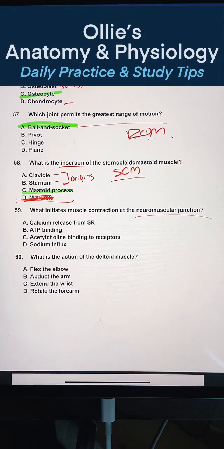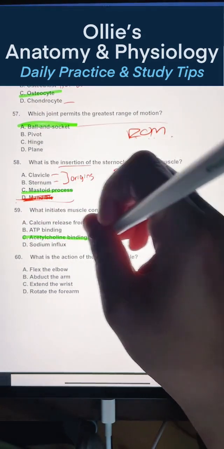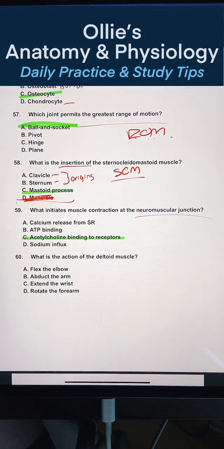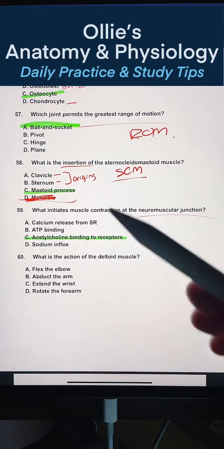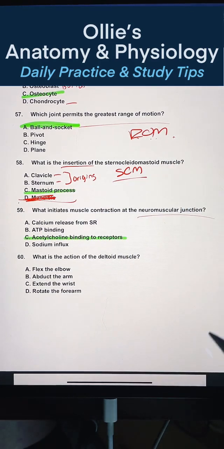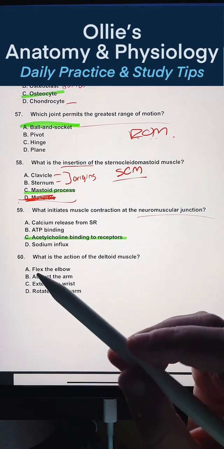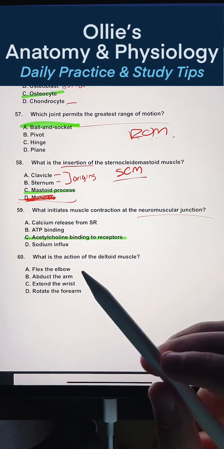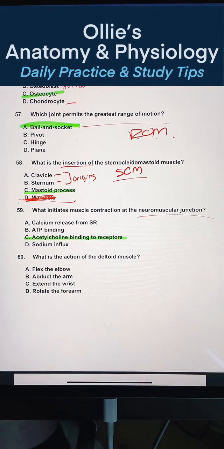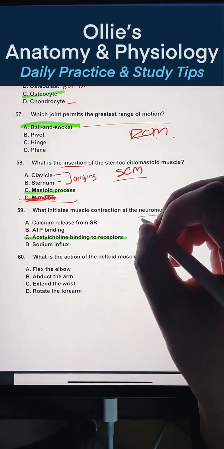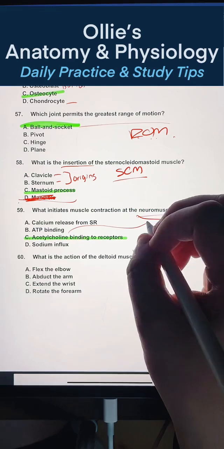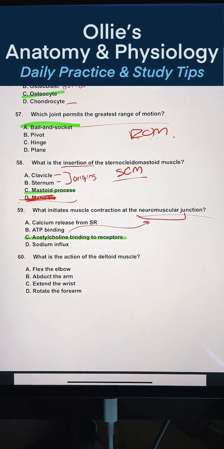Number 59, the answer is C. It is acetylcholine binding to receptors. So the calcium releasing from the sarcoplasmic reticulum happens a little later. Acetylcholine opens the sodium channels. This is going to depolarize the sarcolemma, meaning that it is going to allow sodium ions to depolarize the sarcolemma, generating the action potential within the sarcolemma. That is going to allow the sarcoplasmic reticulum to release calcium. So this is going to initiate the muscle contraction at the neuromuscular junction. When we're referring to the neuromuscular junction, you can always think of acetylcholine. Remember that the sarcoplasmic reticulum is within the muscle.